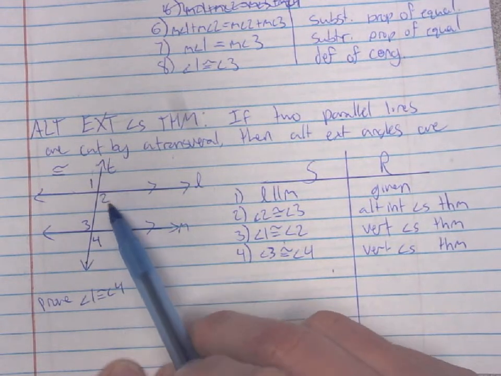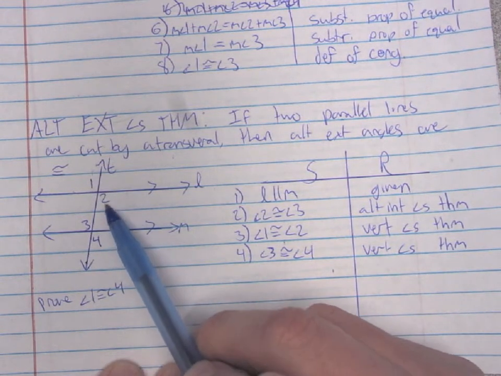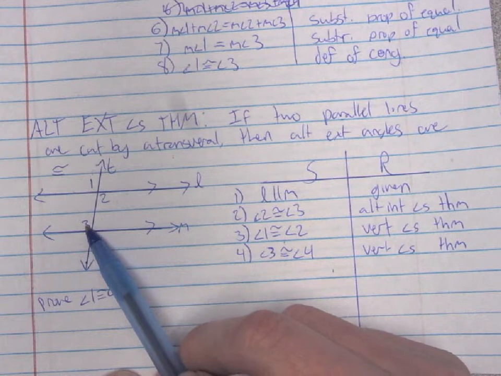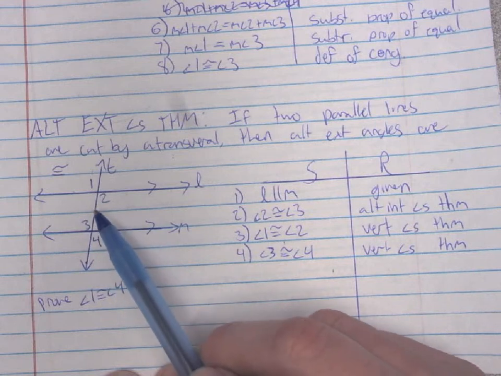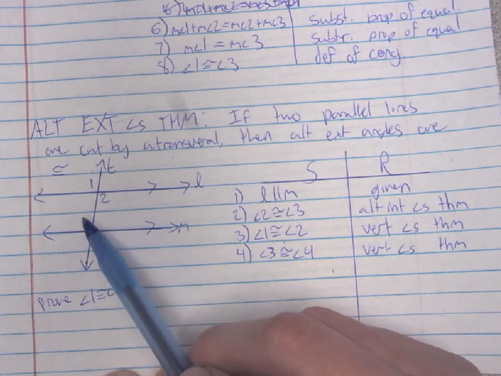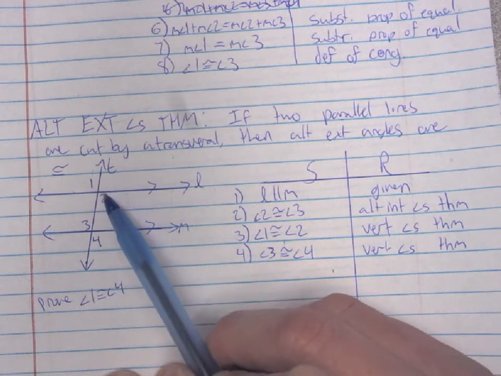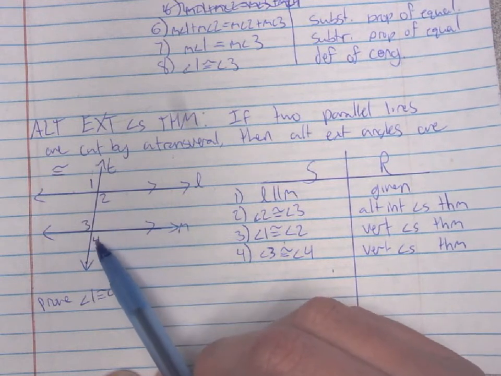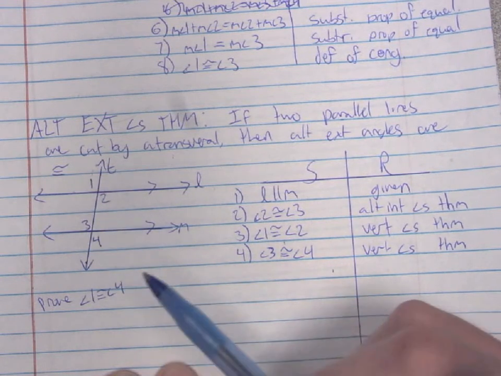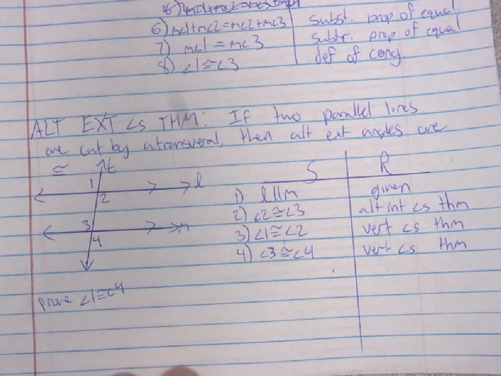So if 1 is congruent to 2 and 2 is congruent to 3, then 1 is congruent to 3 because of the transitive property. And if 2 is congruent to 3 and 3 is congruent to 4, then that means that 1 has to be congruent to 4 by transitive property. So 1 is congruent to 2, 2 is congruent to 3, 3 is congruent to 4. Okay, well then all 4 of these are congruent. 1 has to be congruent to 4.